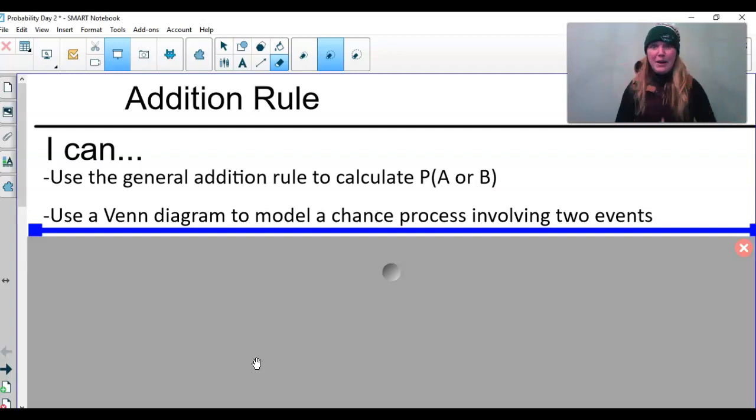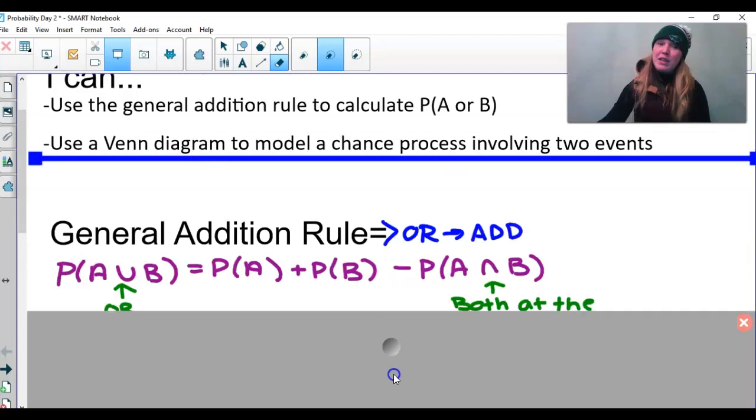Let me slow down here. I can already tell I'm tripping over my words. We also want to know how to use a Venn diagram to model a chance process involving two events and then answer probability questions about that. Let's get going with that general addition rule first.